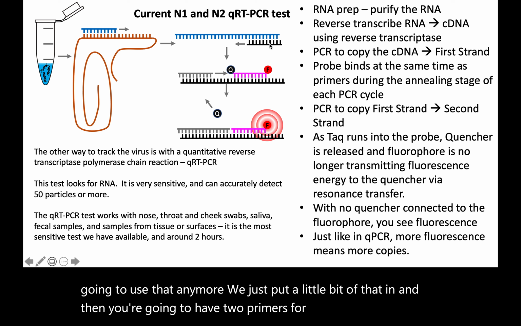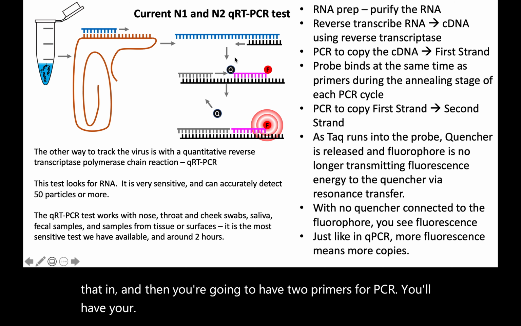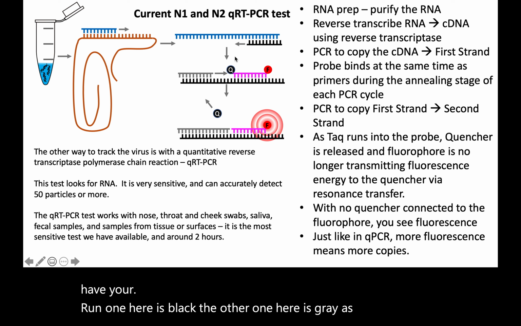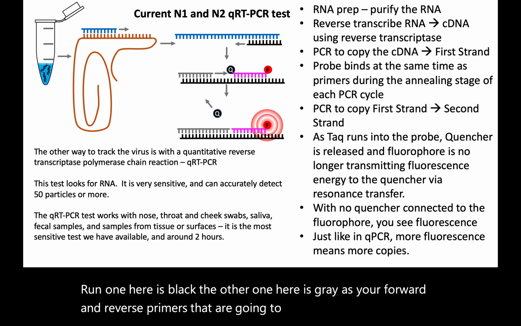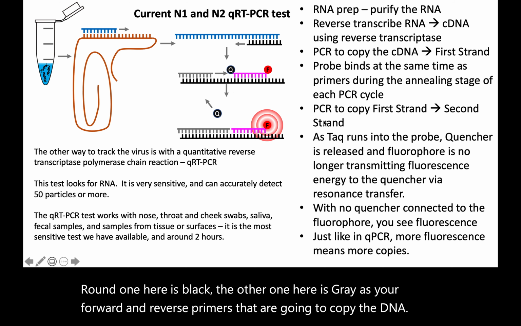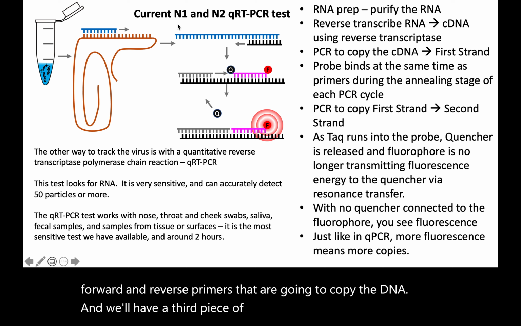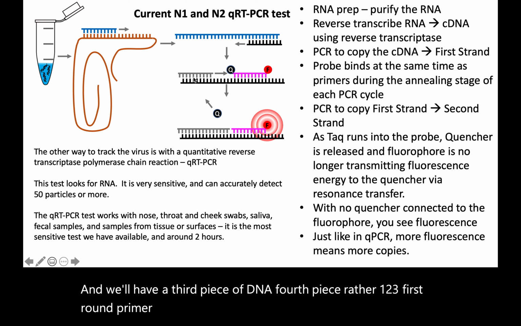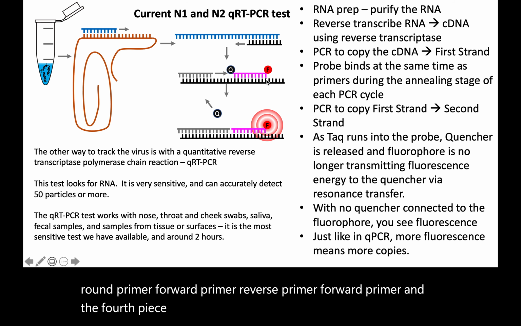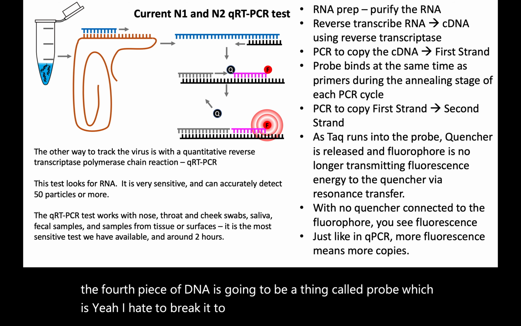You'll have, I've drawn one here as black, the other one here is gray, your forward and reverse primers that are going to copy the DNA. And you will have a third piece of DNA, fourth piece rather, 1, 2, 3: first strand primer, forward primer, reverse primer. And the fourth piece of DNA is going to be a thing called a probe, which is, I hate to break it to you, just another primer really, but it's got 2 special groups on the end of it.